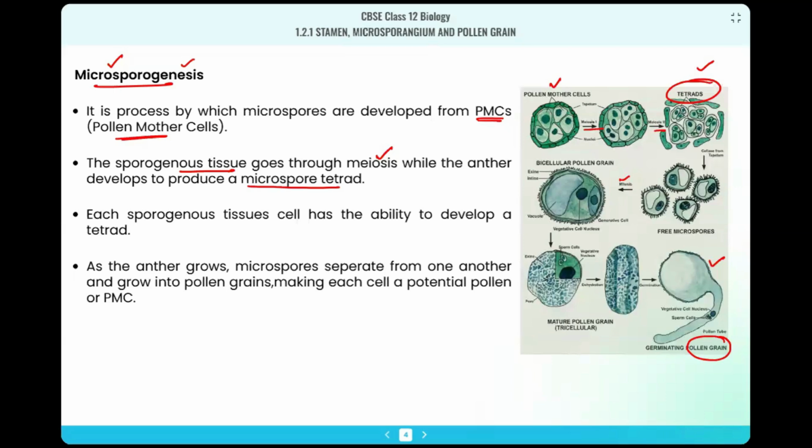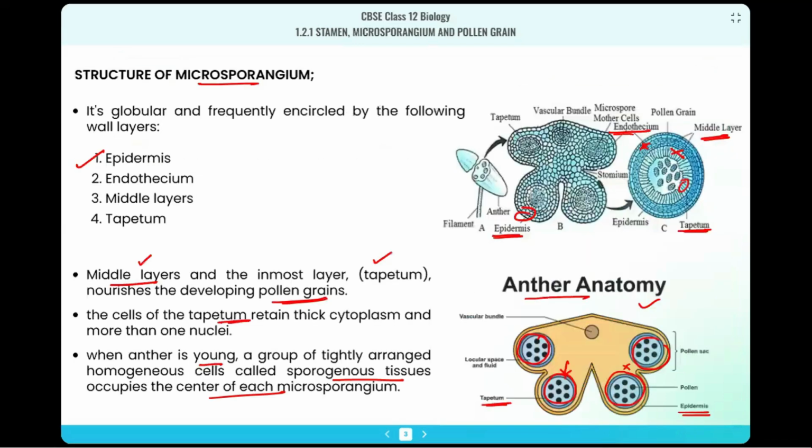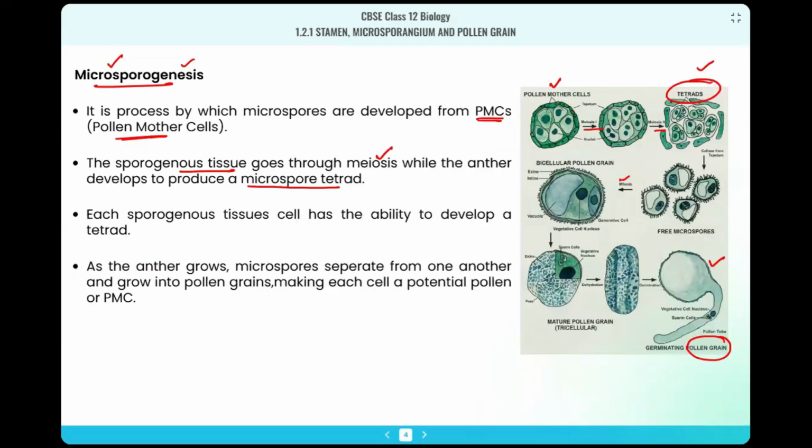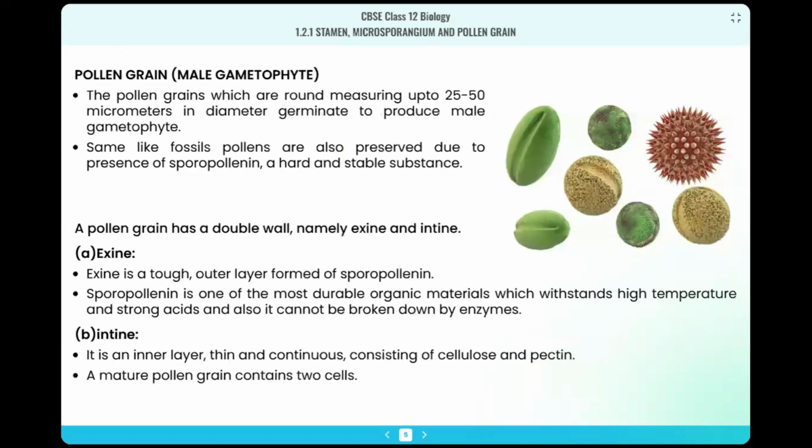Okay, so it is similar to the process of gametogenesis in other organisms as well, and here the terms are different. Here it is microsporogenesis. Microspores will be developing into pollen grains. So here the pollen mother cells undergo meiosis 1, meiosis 2, then mitosis. They'll be forming bicellular pollen grain, then mature pollen grain, and finally the germinating pollen grain. Okay, now let's learn about the pollen grain structure.